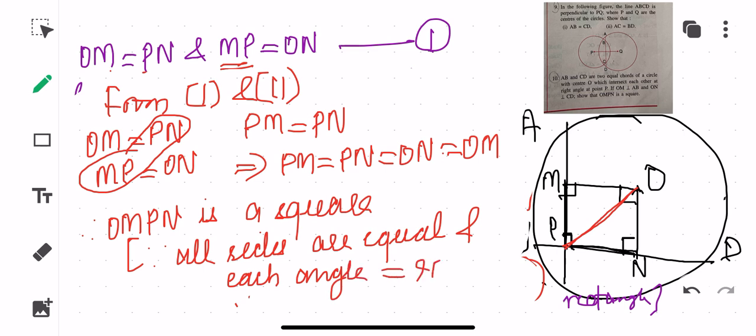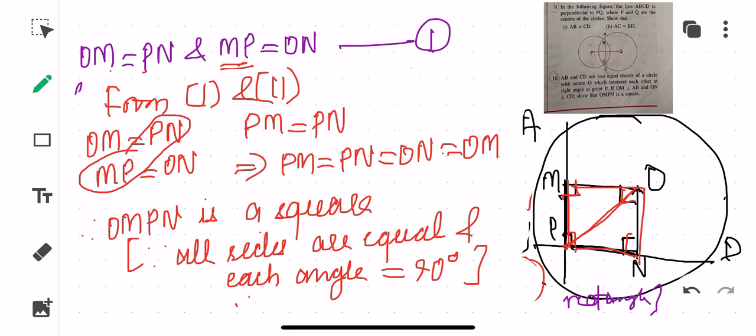Angle is equal to 90 degrees. Okay, so you have now proved that the given figure, OMPN, is actually a square, because you have already proved that each of the angles is 90 degrees and each of the sides is equal. So which is the quadrilateral whose four sides are all equal and all four angles are 90 degrees? It is nothing but a square. So you are proving that this is a square. So this is what you have to prove.